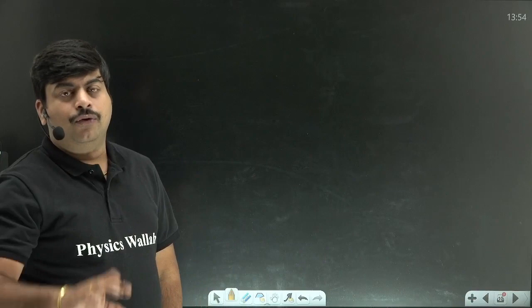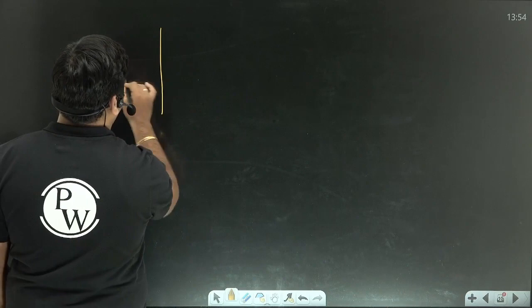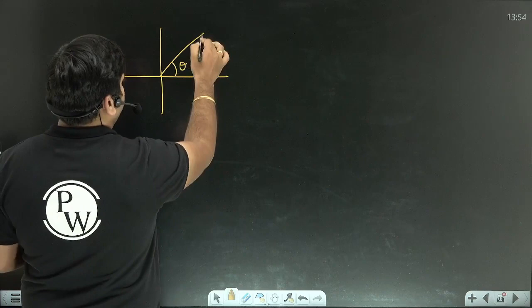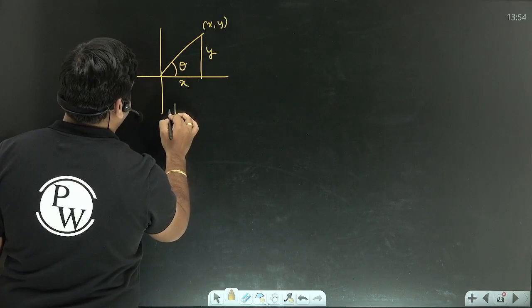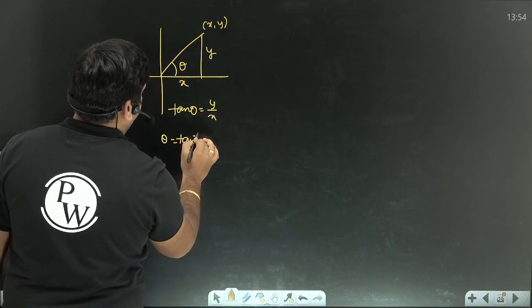Let's say we have a point in the first quadrant. No doubt, I told you that the angle will be theta. So you can go with tan theta. So this is x comma y, let's say. This is y, this is x, no problem. We can directly say tan theta is equal to y by x. So theta will be equal to tan inverse of y by x. No problem in that.